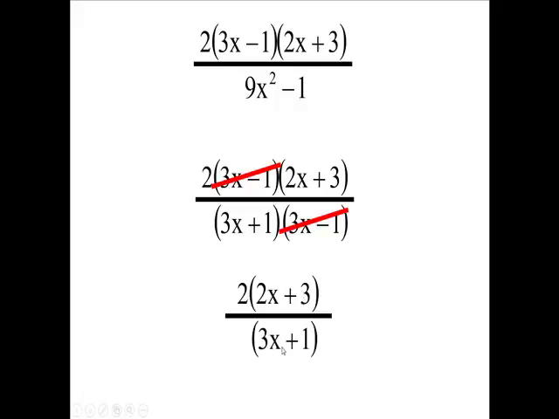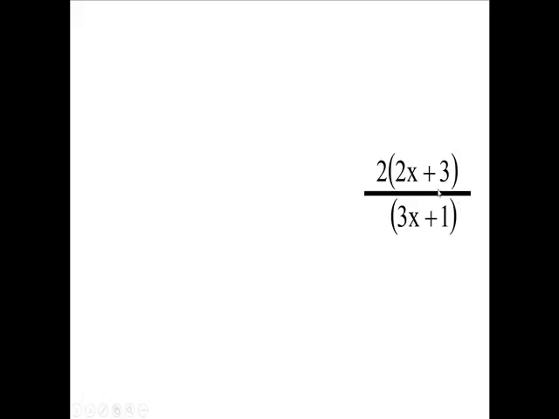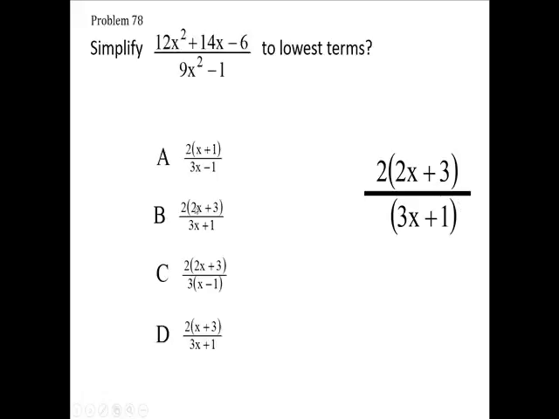Let's copy that down up here and look for that as one of my four choices. Which one will it be? This has the 3x minus 1. That's not going to do it. This has an x minus 1. That's not going to do it. This has the 3x plus 1, but it didn't have the 2x plus 3. So D is wrong. B is the only one that matches. So we pick B.